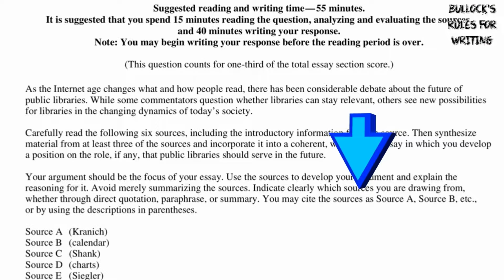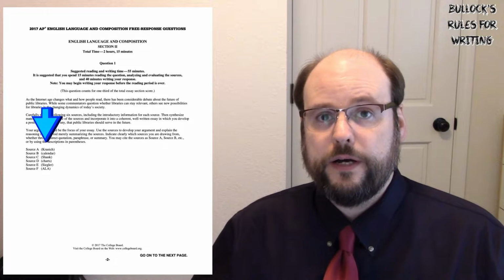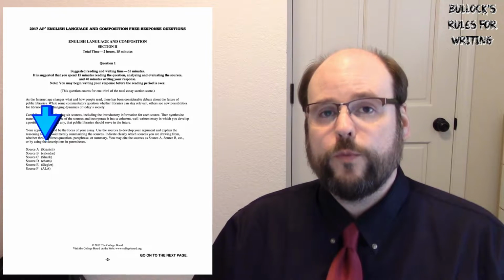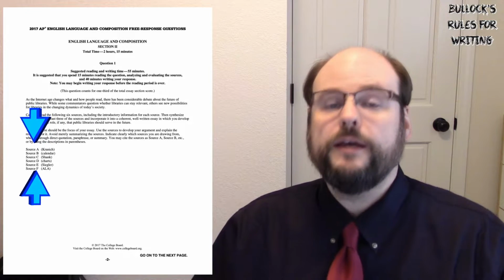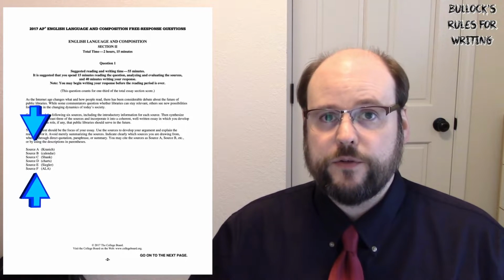And then it gives you the directions about indicating clearly which sources you're drawing from, whether through direct quotation, paraphrase, or summary. So basically any reference, direct or indirect, to information from the sources should really be cited. And you've got a couple of choices on how to do that. The easiest way is just to say source A. There's also, in parentheses, the name of the author, or if it's a chart, it'll say chart. But really, source A, source B, source C, if you can just consistently train yourself to do that, that's going to save you some time.